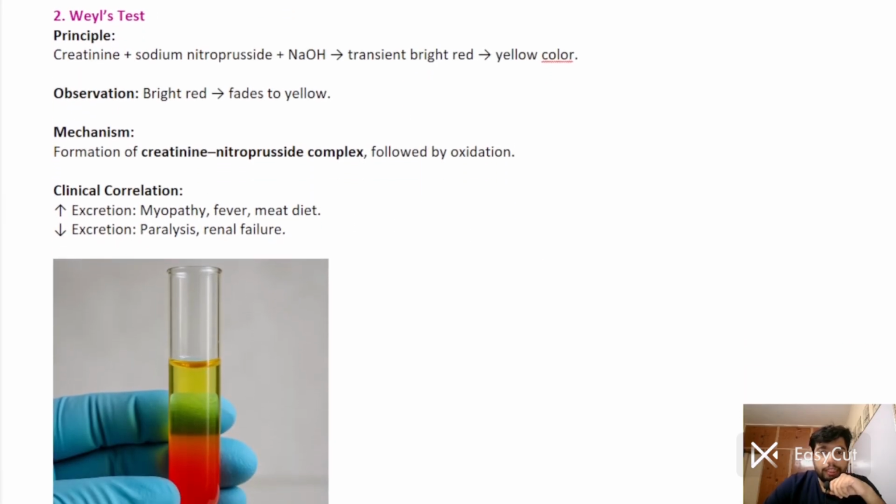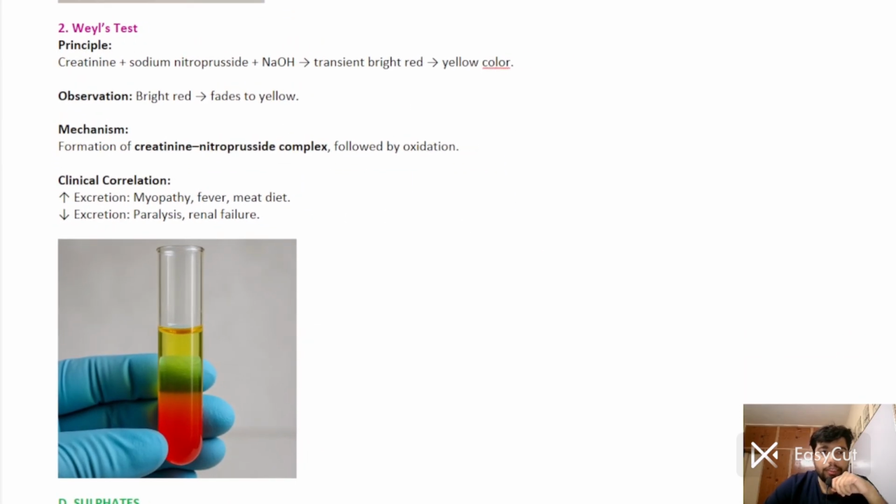Now this is the Weyl's test. You can see Weyl's test is also going to measure creatinine, where creatinine is combined with sodium nitroprusside. In alkaline medium, it will lead to a transient bright red color. You can see at the bottom of the test tube the transient bright red color. Then ultimately this bright color fades away and forms a yellow color.